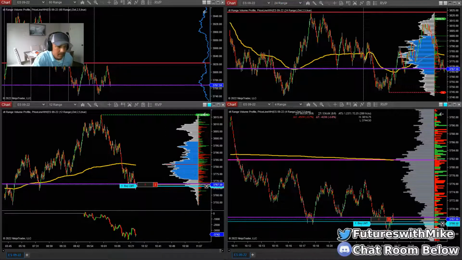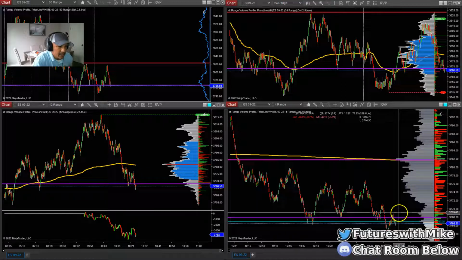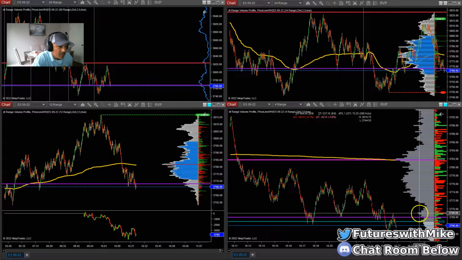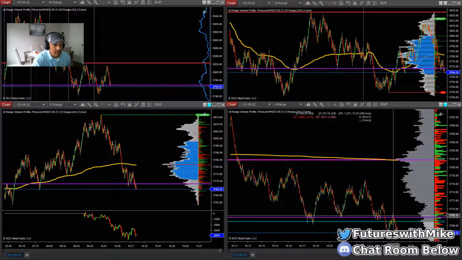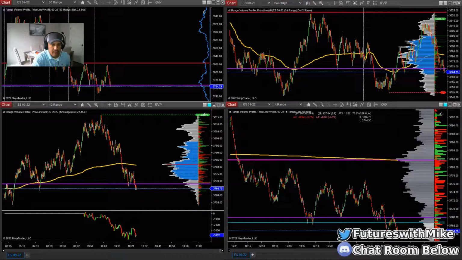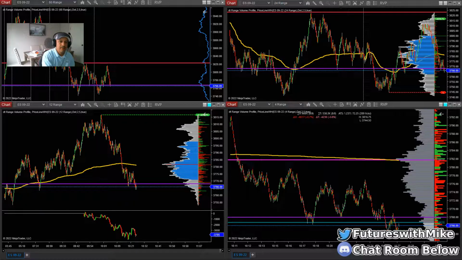Short. Come on, baby. Scalp real quick. There we go. Scalp real quick to the downside. Came back to this area right above this little high volume, right at the high volume node here on the 4 range. Scalp back down to a low right here. Okay. So didn't get much there, just 7 ticks. I'm up 15 right now. 37.68.25.